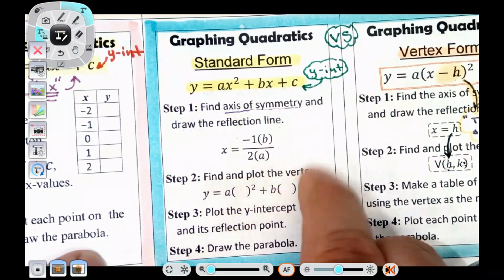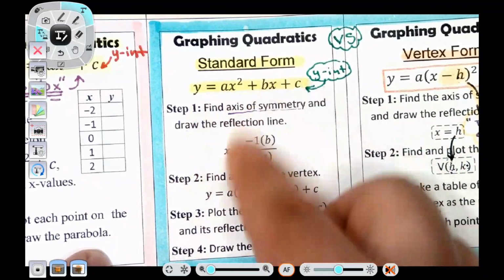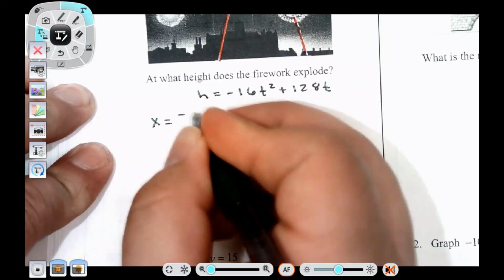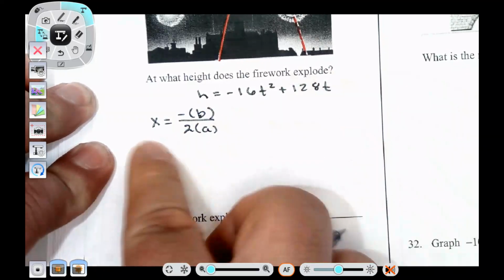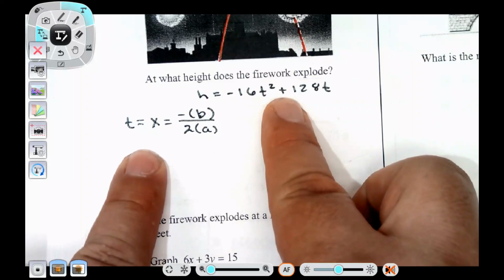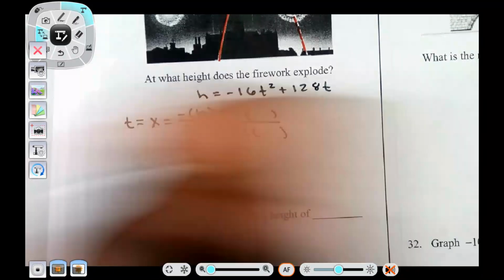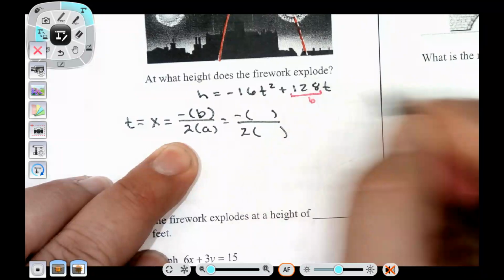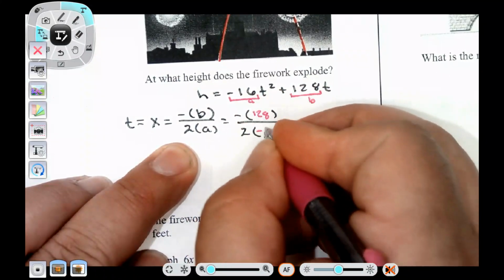Find and plot, there it is. That's what we want. We want the vertex. Because we have 2 letters, we're going to use this. So the equation says x equals negative b all over 2a. That's my formula. And I know it says x, but remember, technically, that is my t right there. So just plug it in. Negative, the 2 in a parentheses. All right, here we go. I need a b value. Well, this is the b value. This one's your a value. So then 128 and then negative 16.